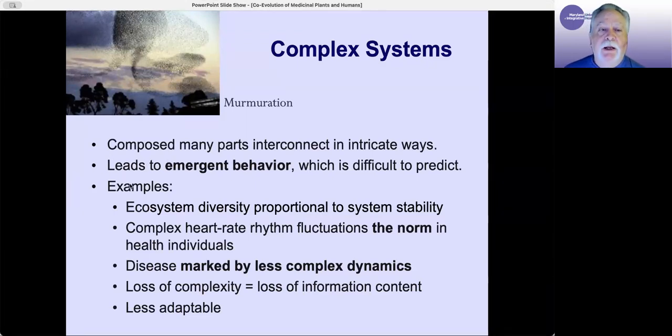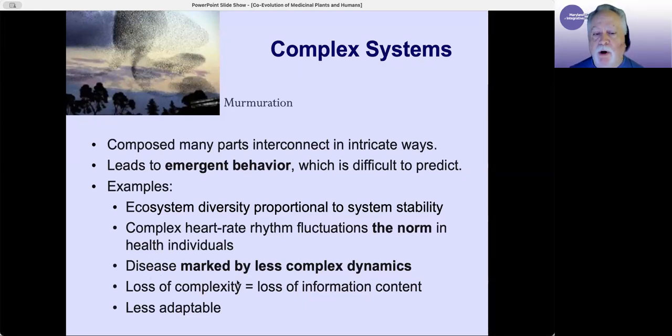And so you've got in any kind of system, and we're talking about the system of plants and humans interacting, you've got a lot of interconnected components, and there's something called emergent behavior, which is very difficult to predict. That's the pattern we see in murmuration. And so ecosystem diversity, they found, tends to be proportional to the stability of that system. The more complex the system, the more stable it is. We see this actually in heart rate rhythm, that heart rate rhythms are actually the norm in healthy individuals. When there tends to be a simpler rhythm, that tends to be more disease-oriented.